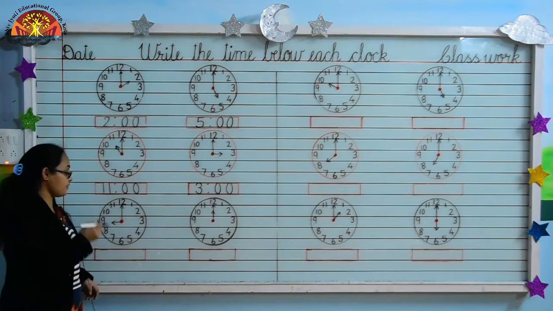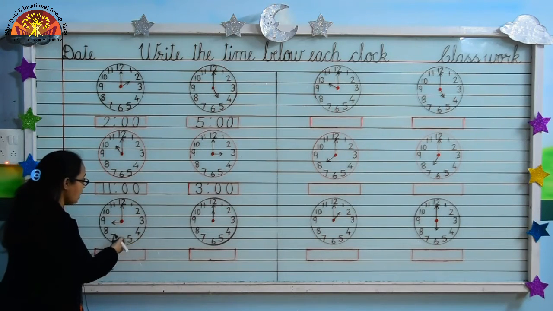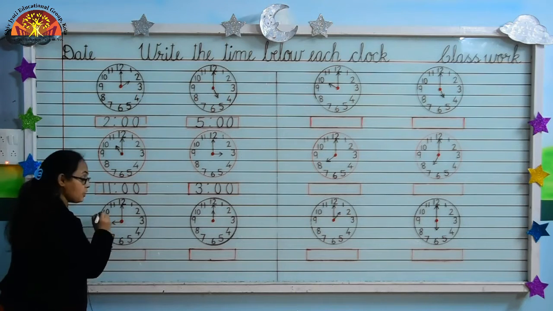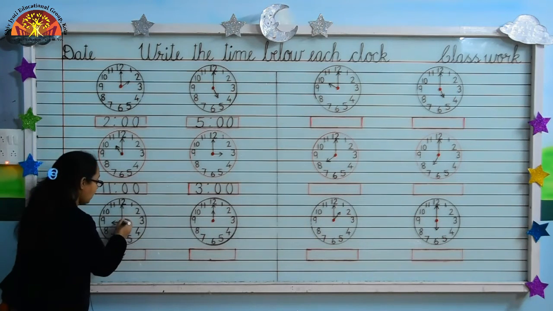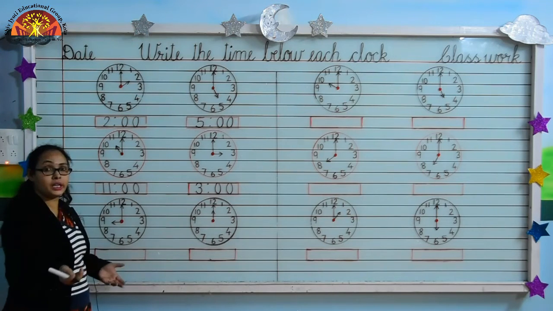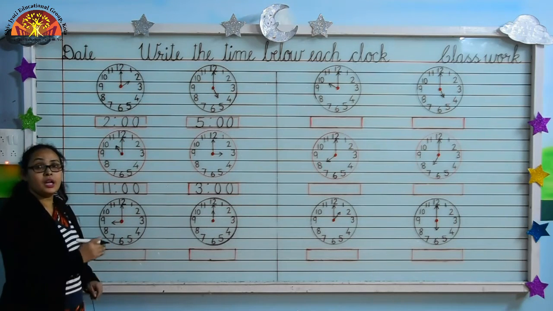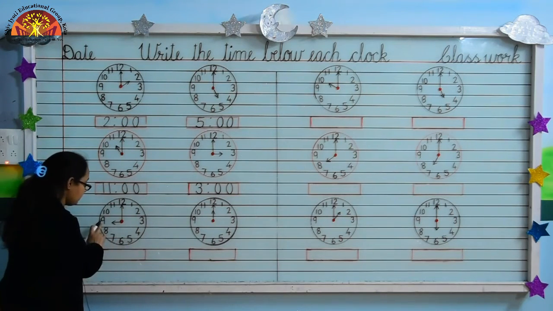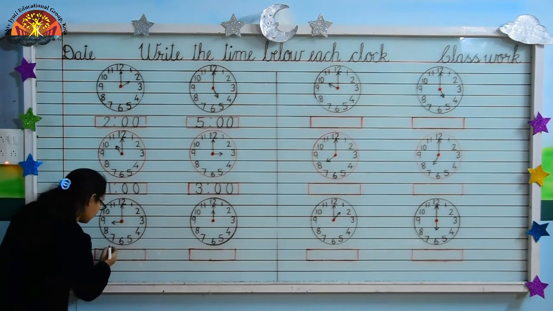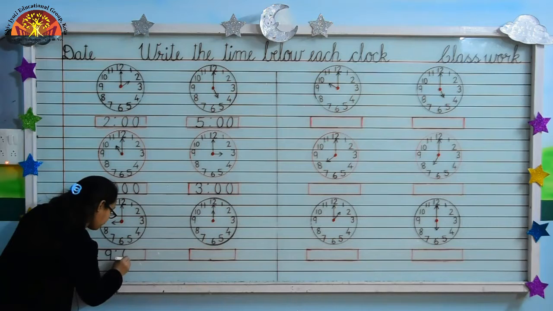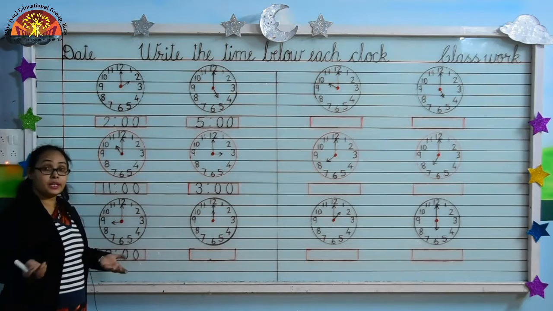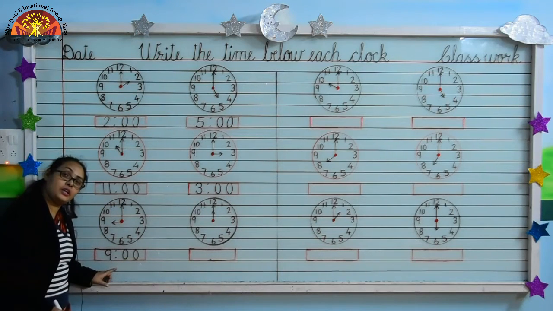Move to next. Kids, in this clock, the short hand is at 9 and the long hand is at 12. Kids, what time is the clock showing here? Yes, the clock is showing 9 o'clock. Now we will write 9 colon 0 0. Yes, kids, we read it as 9 o'clock.